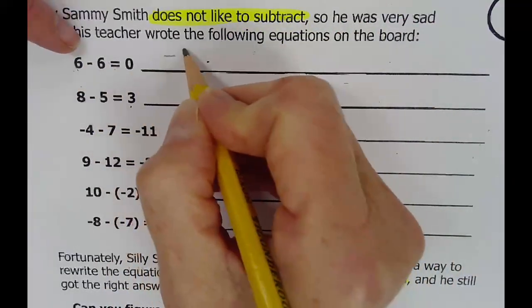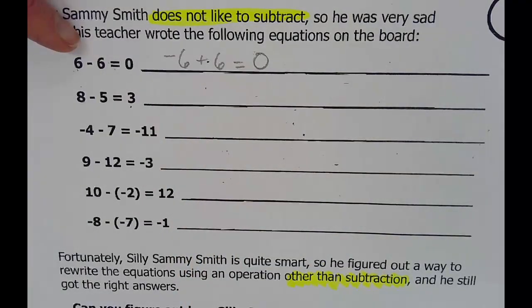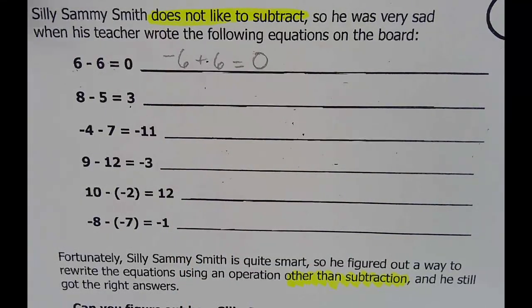Okay. So say -6 plus 6 equals 0. Is that true? Yes. Okay. So that works. So how about this next one?